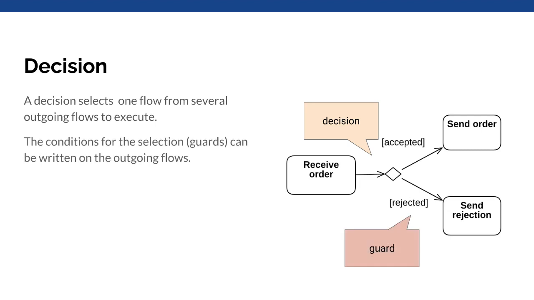Guards, or the conditions for the selection, can be written on the outgoing flows. These guards determine which outgoing flow to select. When a guard is met, the associated target action will be executed. In the example here, after the action of receive order completes and the order is accepted, the action of send order will be executed. Meanwhile, the action of send rejection will not be executed because its guard is not met.